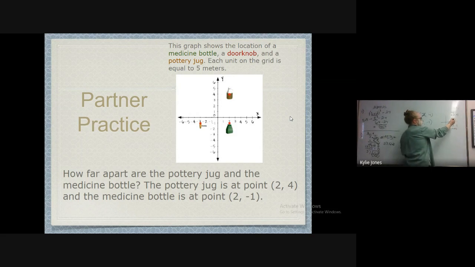Just for this problem, they're saying that each jump that you take is 5 meters. So if we jumped 5 times, what am I going to multiply this by? 5 times 5 equals 25. Good. 5 jumps times 5 meters is 25 meters.